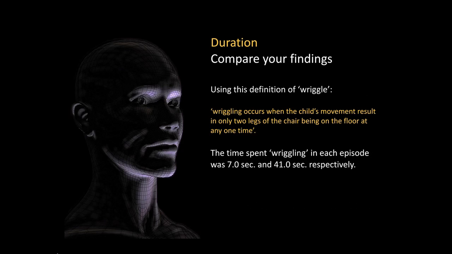If you measure the duration of wiggling in the video, compare your findings. Using this definition, wiggling occurs when the child's movement results in only 2 legs of the chair being on the floor at any one time. The time spent wiggling in each episode was 7 seconds and 41 seconds respectively.